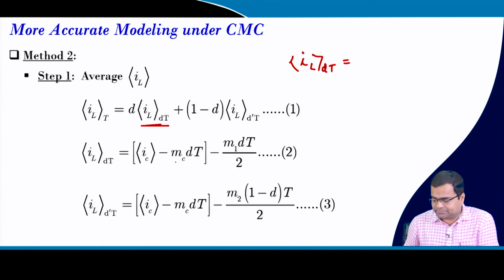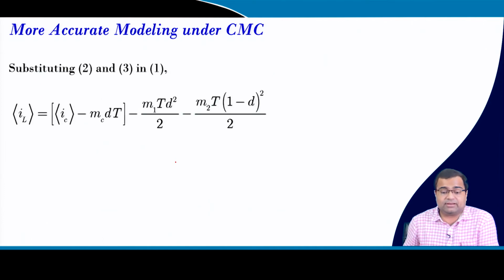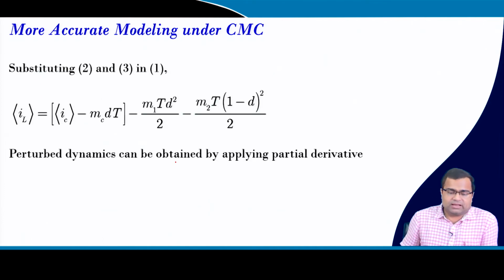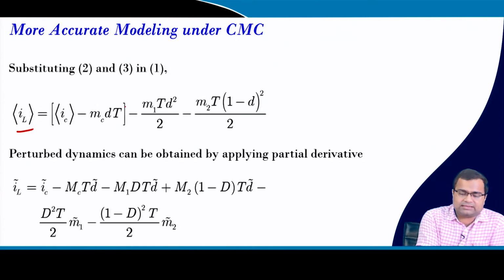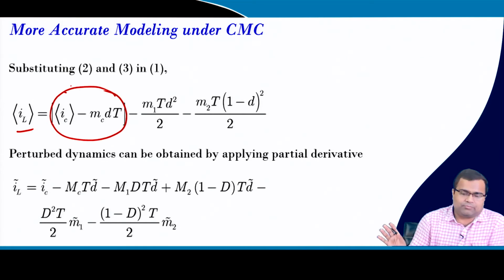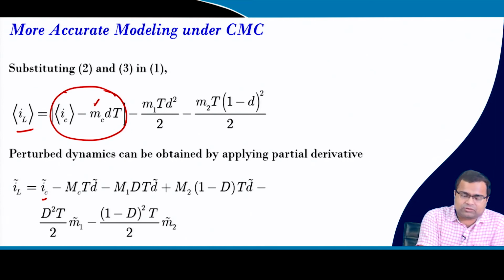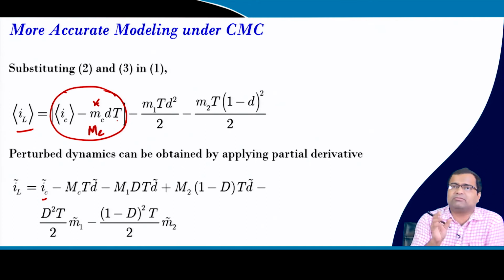Here IL dT, and then you substitute, you will get this term. Now you perturb. If you perturb, then you get IL perturbation, and since d and 1 minus d, this term is common, they will add up and become 1. So, IC perturbation, and since this is constant, in fact we should write Mc directly here, we are not perturbing the slope.